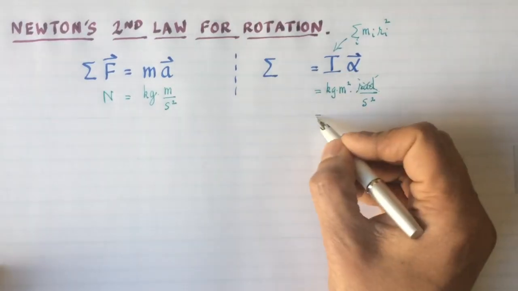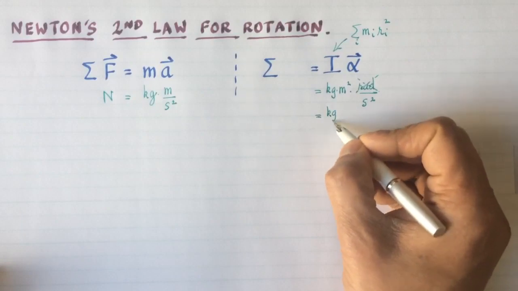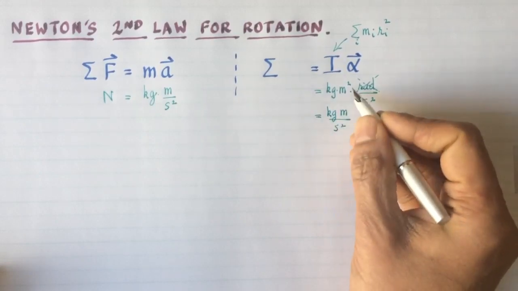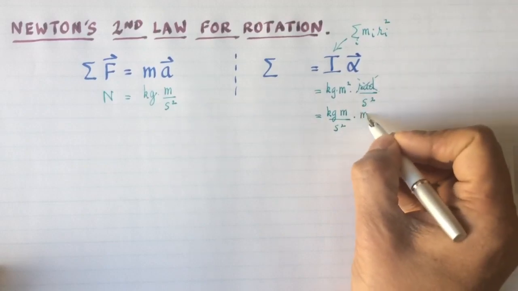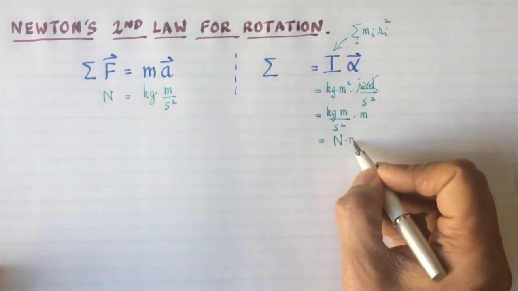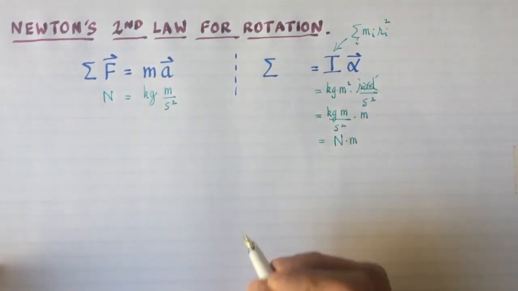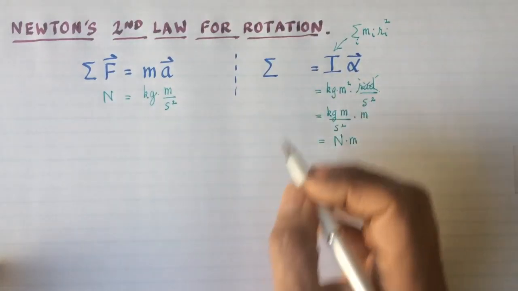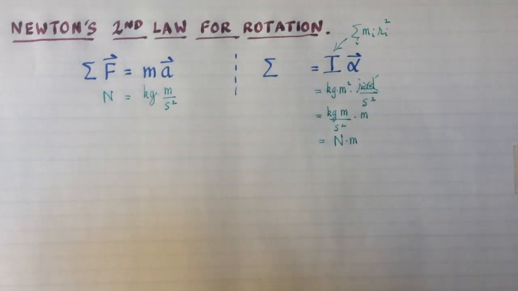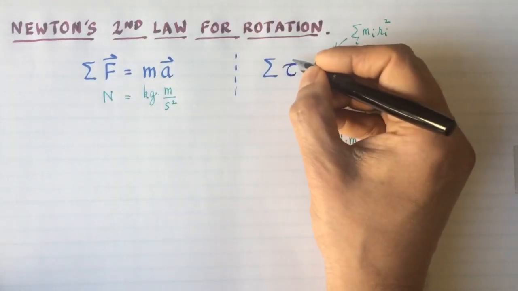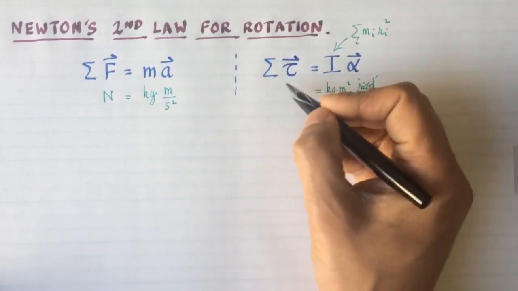But if you try to compare these two, you'll notice that it's a bit off. I have kg meters squared per second squared really, so I'll write that as kg meters per second squared times meters, or newtons times meters. So the right hand side comes out to be newtons times meters instead of just newtons. So you can expect the left hand side also to have a quantity that has units of newtons times meters. And that quantity is what's called the torque, denoted by the Greek letter tau.